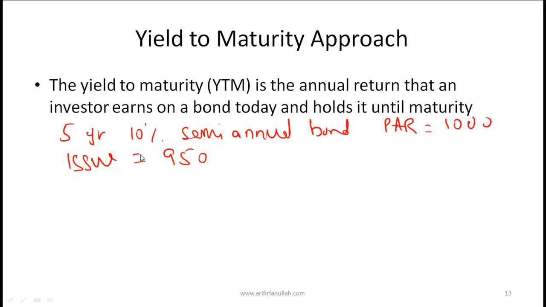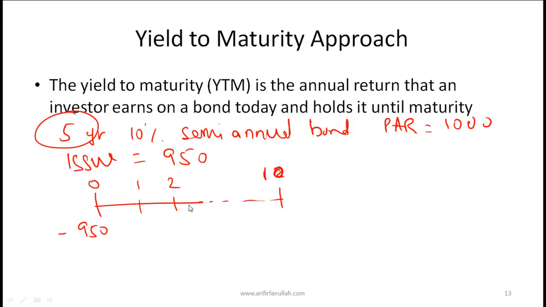To figure out the exact number, you need to pull out your calculators, and let's just quickly see the cash flow here. So at time 0, let's look at it from an investor perspective. The investor pays up 950, and now what will the investor get? So in this case, since we have 5 years and semi-annual, so we actually have 10 periods.